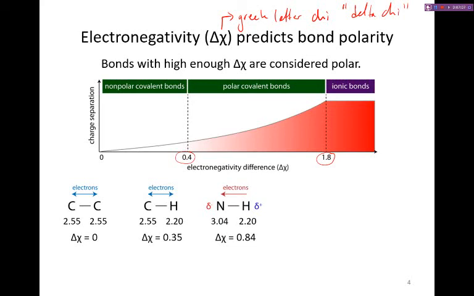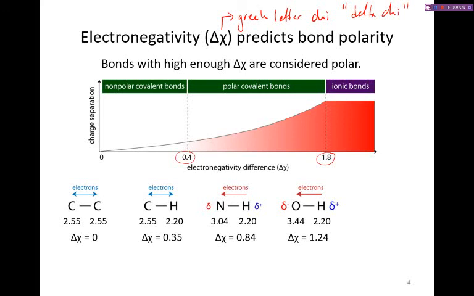Past that, around a threshold of about 0.4 difference in electronegativity, the size of the dipole becomes large enough to have significant effects on the bond's properties. And this is where we begin to classify bonds as being polar. Nitrogen-hydrogen and oxygen-hydrogen bonds are both examples of polar bonds. The oxygen-hydrogen bond has a higher value of delta chi than the nitrogen-hydrogen bond, and as a consequence, the oxygen-hydrogen bond is more polar than the nitrogen-hydrogen bond.